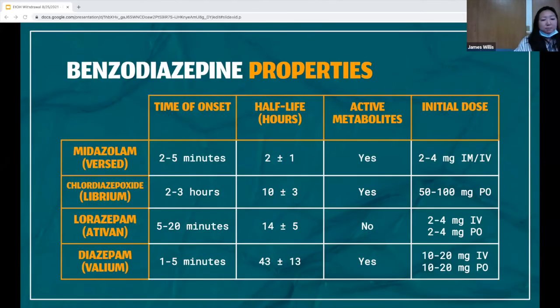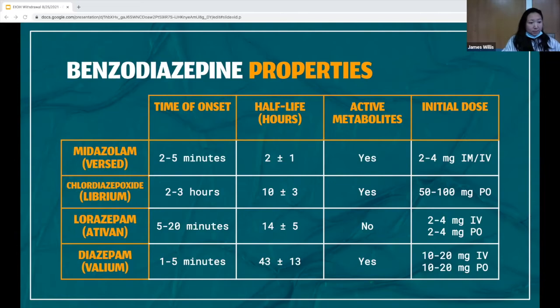So these are probably the most common benzos that you'll come across when you're treating withdrawal. You've got your Versed, your Librium, your Ativan, and Valium. And there was a 2010 Cochrane review that reviewed the differences between different benzos. They didn't see an overall difference in outcomes between different benzos, but that doesn't mean that it doesn't matter what you choose, that you should really pick your benzo depending on the individual needs of your patient.